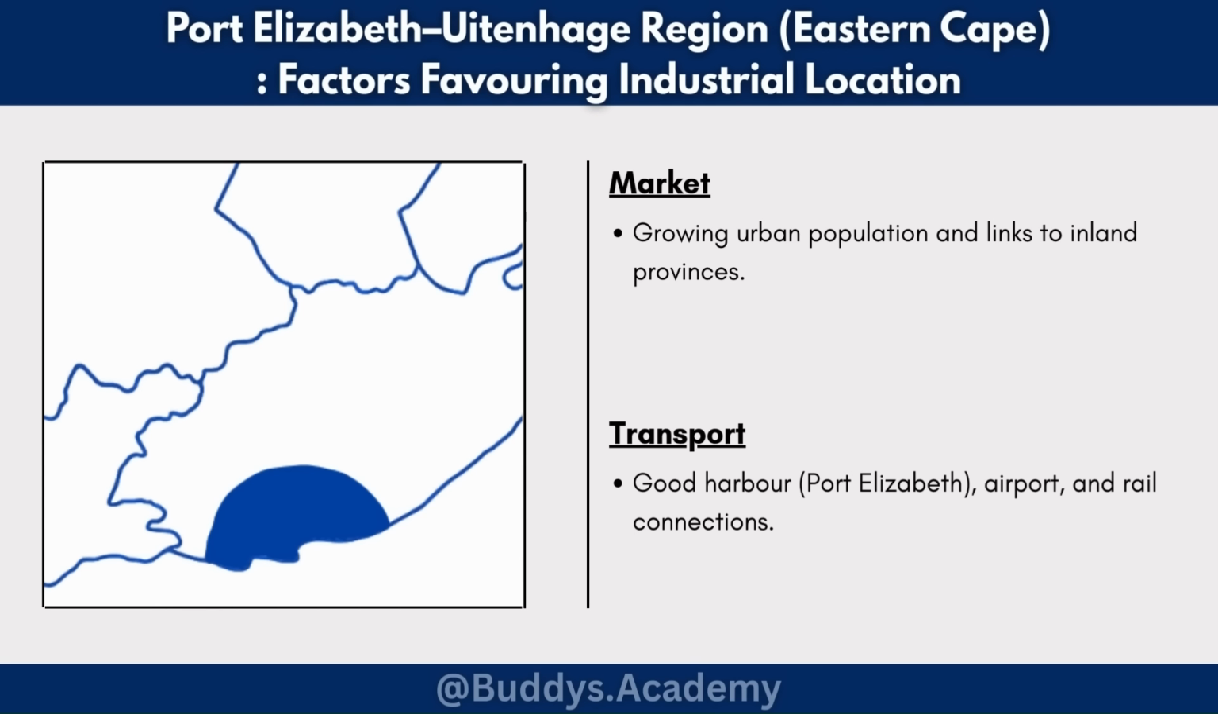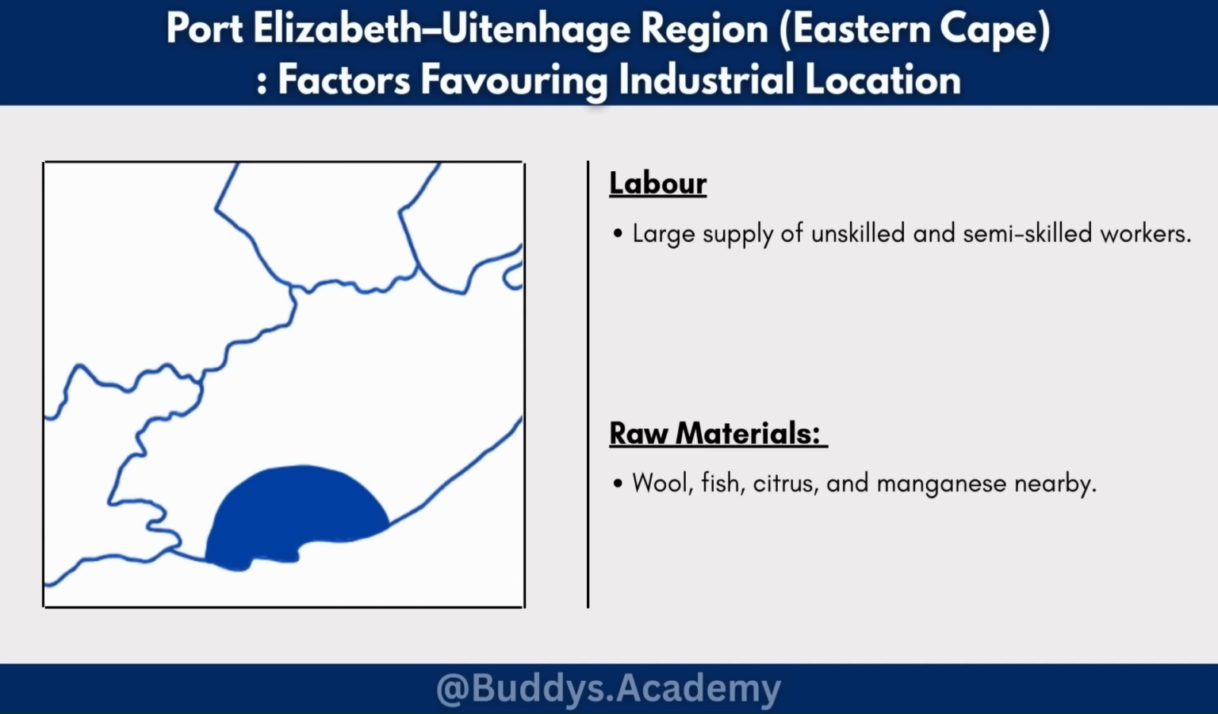In terms of transport, it's going to have a good harbour. Remember, Port Elizabeth does have a harbour. It's going to have an airport and it's going to have rail connections. So that's basically going to link this region to your other places obviously in the country. In terms of labour, it's going to have a large supply of unskilled and semi-skilled workers. In terms of raw materials, there's going to be wool, there's going to be fish, citrus and manganese nearby.